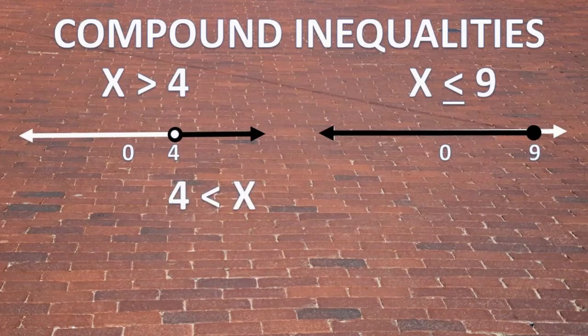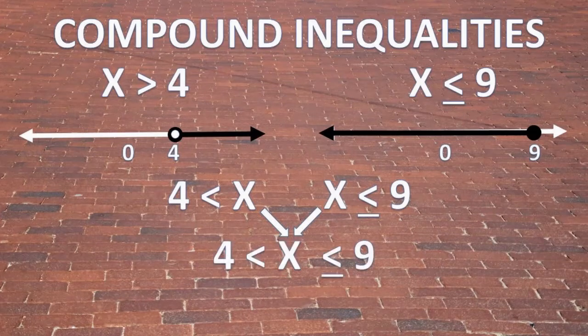To join our inequalities together, we need to flip the one on the left to move the x to the right. X greater than 4 is the same thing as 4 is less than x. We'll leave the x less than or equal to 9 the same. Notice that the x's are in the middle of our inequalities now. Since the x's are in the middle, we can combine the two x's into one x. If we group our two x's into one x, our compound inequality now states that 4 is less than x and x is less than or equal to 9.